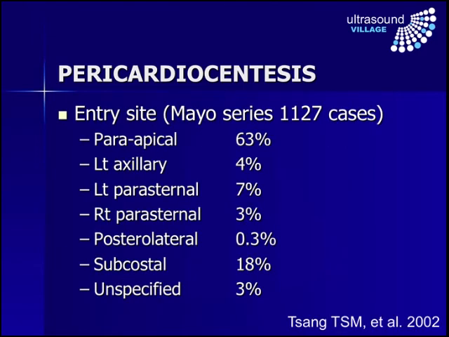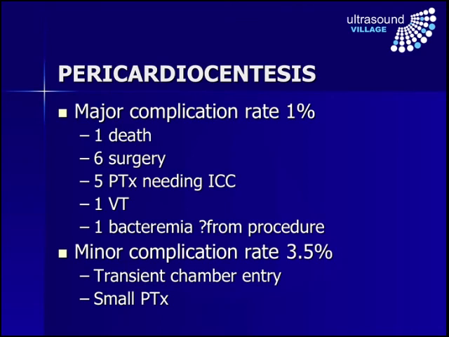Now, if we look at the results from the Mayo series, which looked at 1,100 pericardiocenteses performed, one of the things that you'll notice is that the standard anatomical landmark technique coming from a subcostal approach was only performed in 18%. And in all other cases, there was a better approach found using echocardiography. In that series, they had a major complication rate of 1% and a minor complication rate of 3.5%.